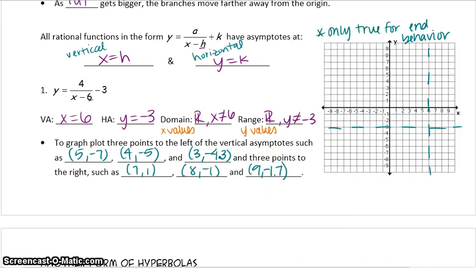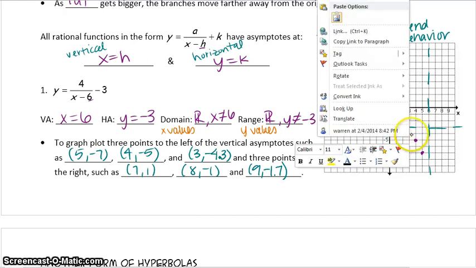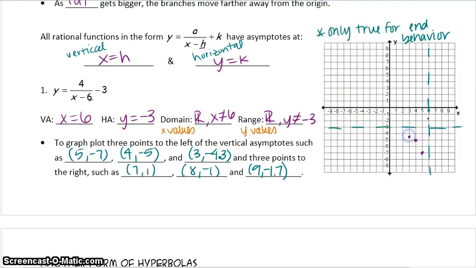So let's plot these points now. So we have 5, negative 7. We have 4, negative 5. And 3, negative 4.3. And then on the right we have 7, 1. 8, negative 1, and 9, negative 1.7. So our graph is going to look something like this.